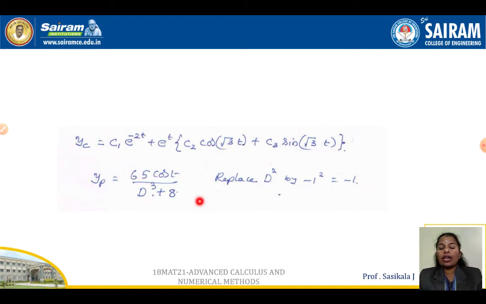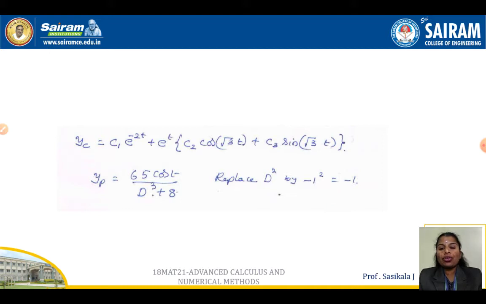Now you have to find your particular integral. What do I have? 65 cos t is there on the right side, and d cube plus 8 will be your f of d. So replace d squared by minus 1 square. That is a rule. It is going for the second case of the second type particular integral. So what you have to do is replace d squared by minus a squared. The a value is 1 here, so minus 1 square will give minus 1.